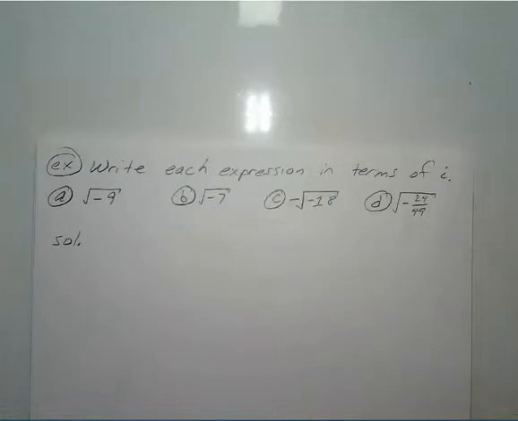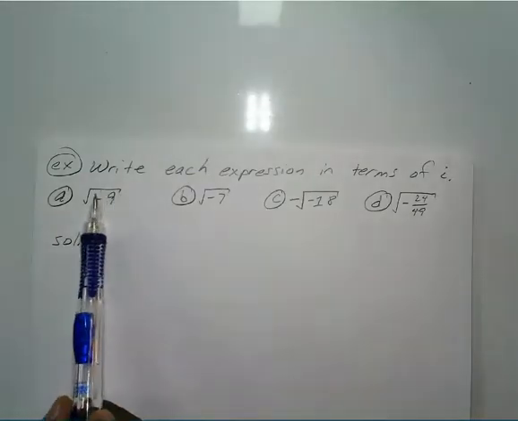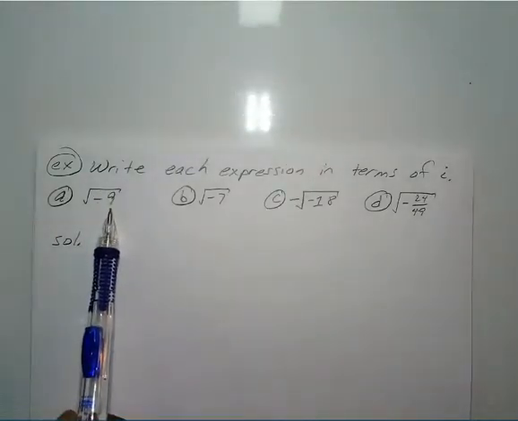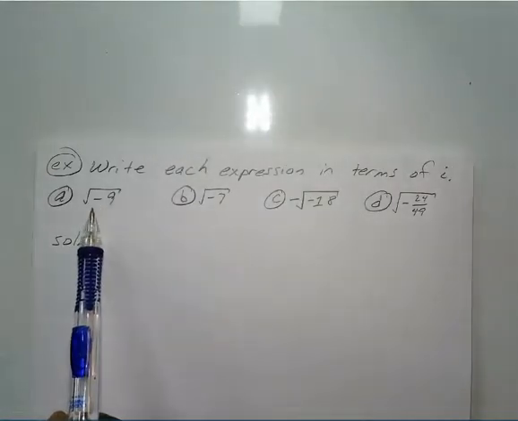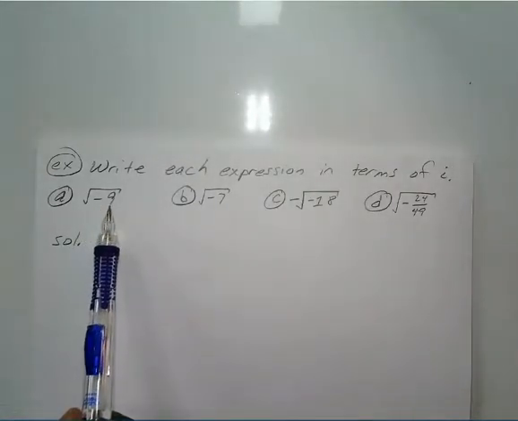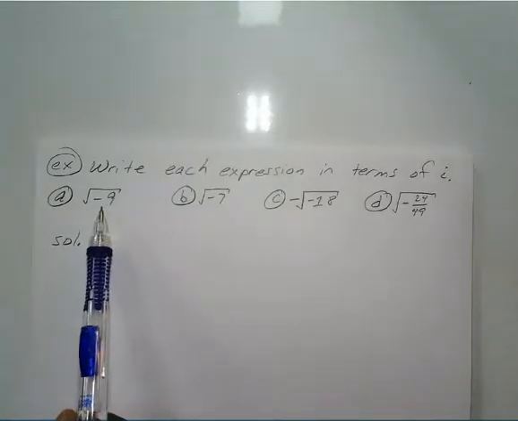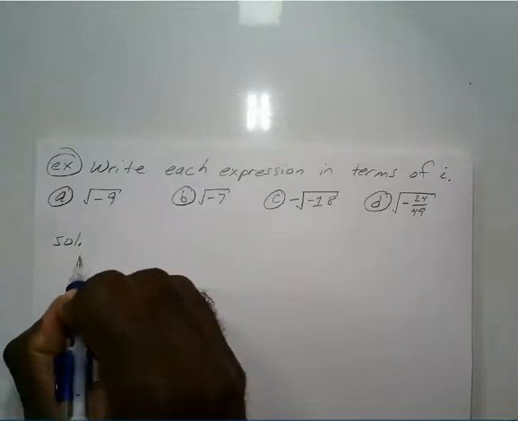Okay. Now, normally, if you have the square root of a negative number, you'd have to find the value that multiplied by itself gives you -9. But you can't use +3, because +3 times +3 is +9, and you can't use -3, because -3 times -3 is also +9. So we're going to have to separate it.